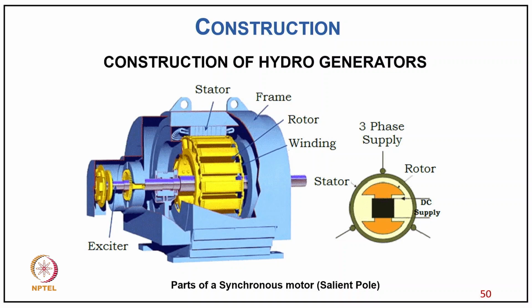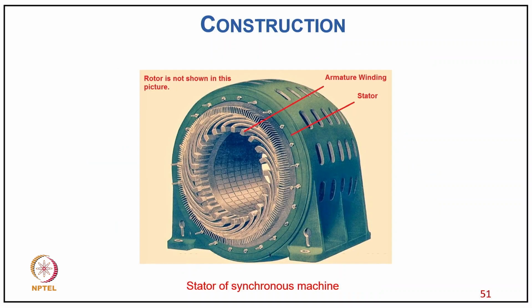Here you can see the different parts of the hydro generator, starting from the stator, then the salient pole rotor, frame, windings, and of course the 3-phase power supply connected to the stator winding, then the rotor and DC supply. You can call these the parts of a salient pole synchronous machine. Here you can see the stator of the synchronous machine with the winding in the stator.